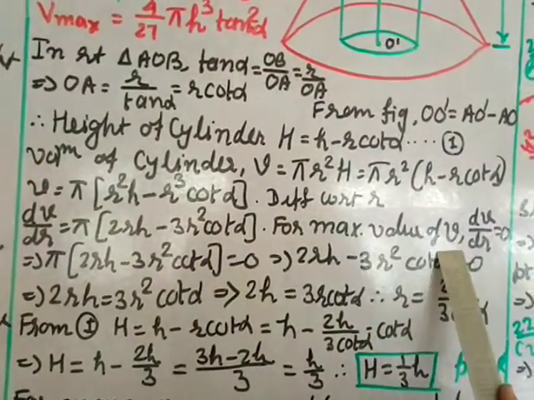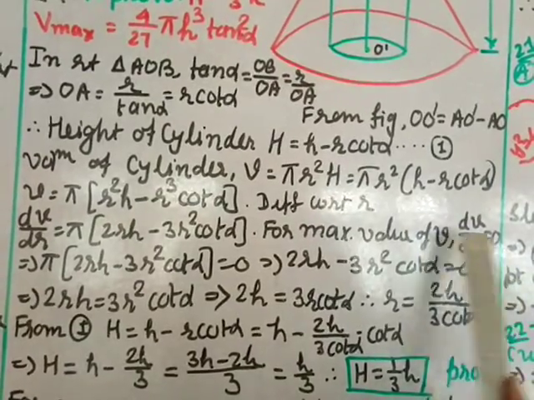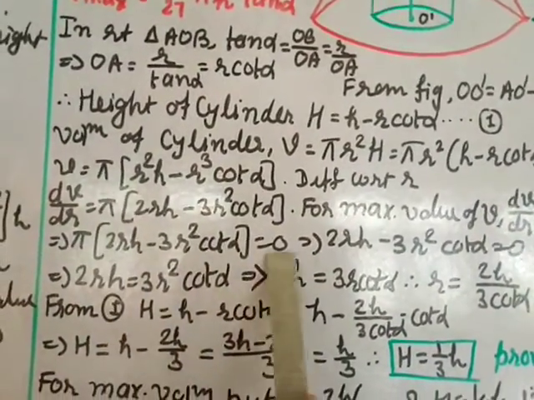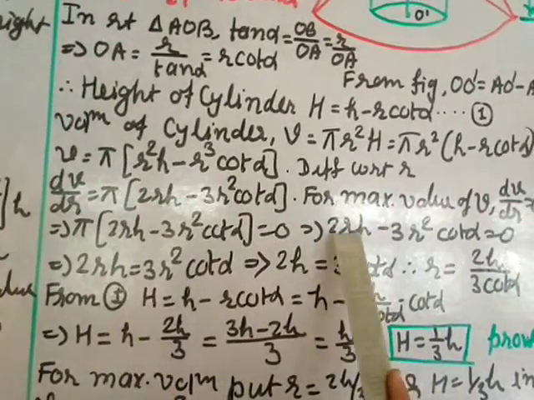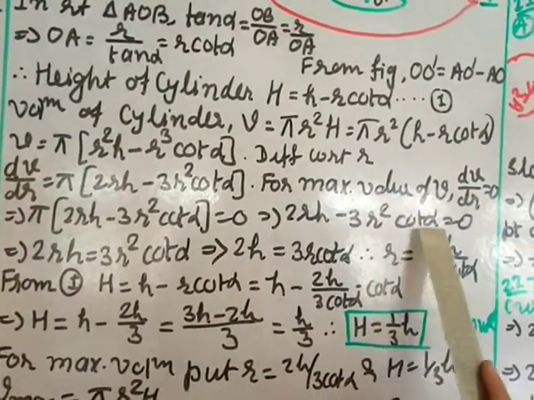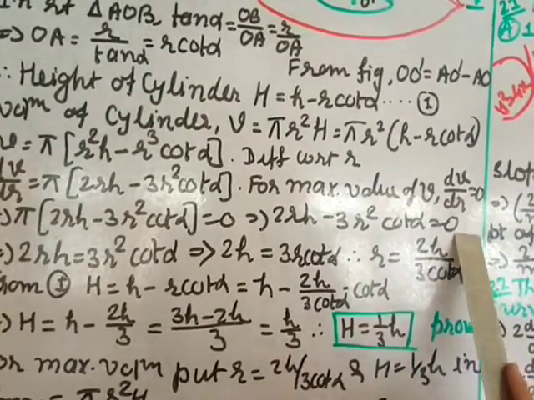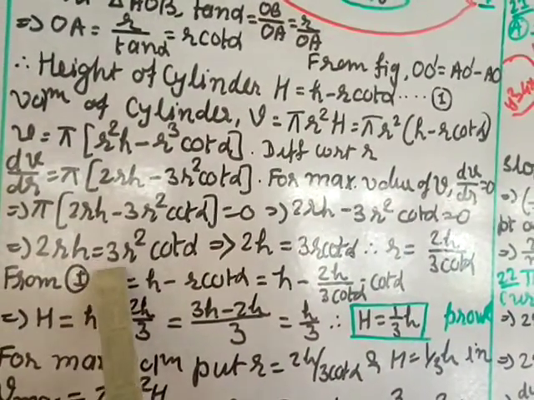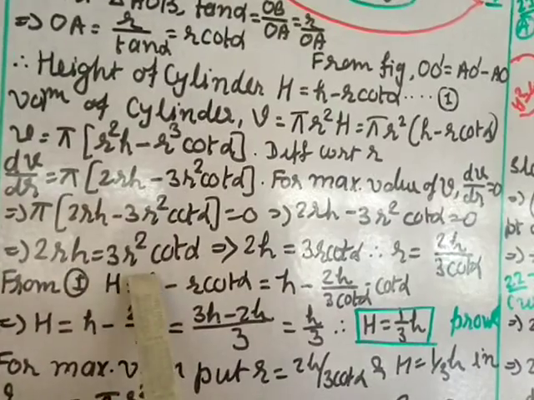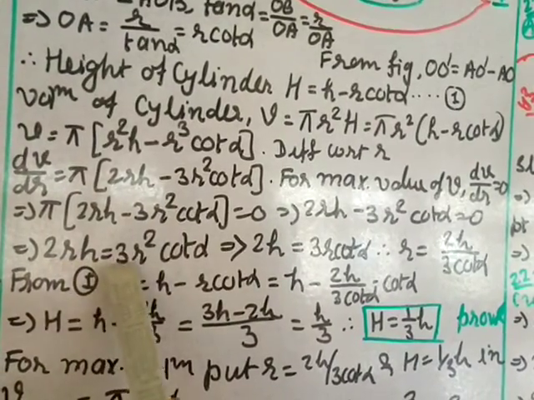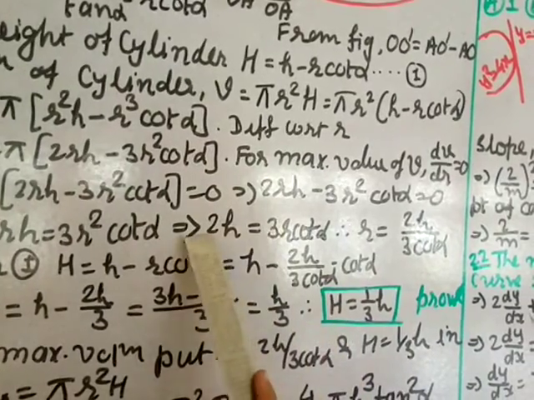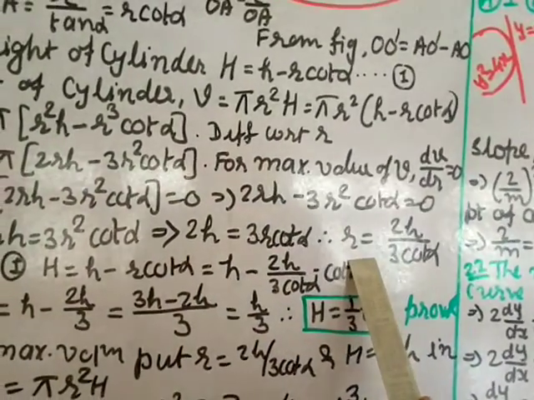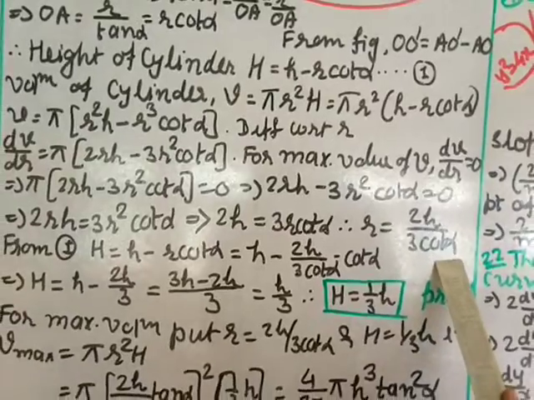For maximum value of volume, dV by dR is equal to 0. Equate this with 0, transfer pi here and cancel, here remains 2Rh minus 3R square cot alpha equal to 0. 3R square cot alpha transfer here becomes positive, 2Rh equal to 3R square cot alpha. One R you cancel, here remains 2h equal to 3R cot alpha. Keep R here and 3 cot alpha transfer here, it will come in the denominator, so value of R is equal to 2h by 3 cot alpha.